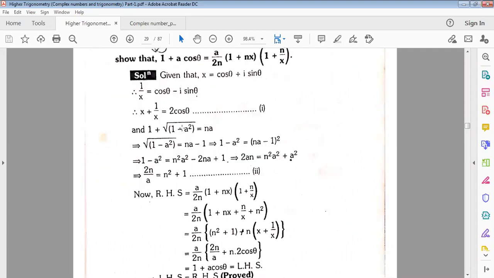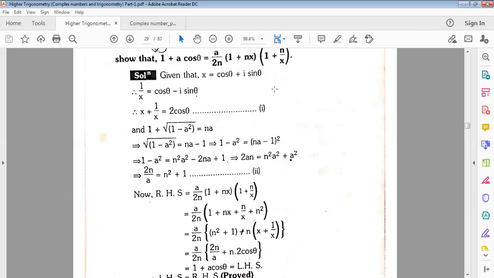Now another condition we are given, 1 plus square root of 1 minus a square equals na. Now square root of 1 minus a square equals na minus 1. Squaring on both sides, 1 minus a square equals (na minus 1) whole square. Using the (a minus b) whole square formula, a square minus 2ab plus b square, this gives 2n divided by a equals n square plus 1. This is the second equation.